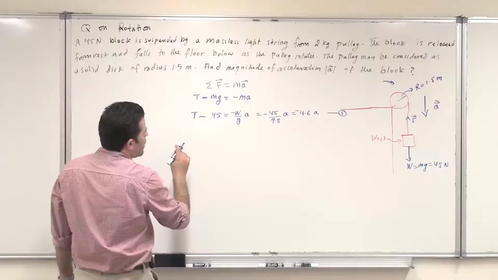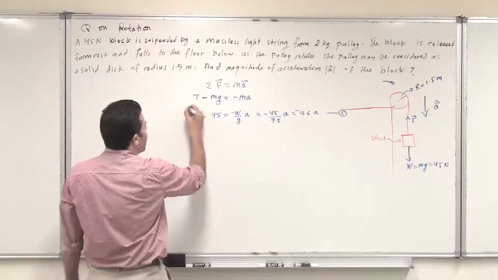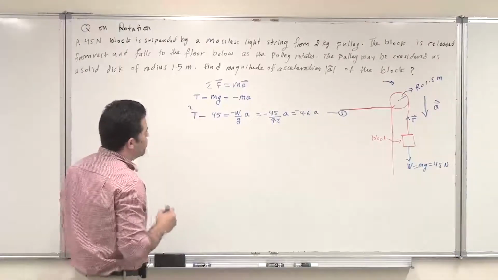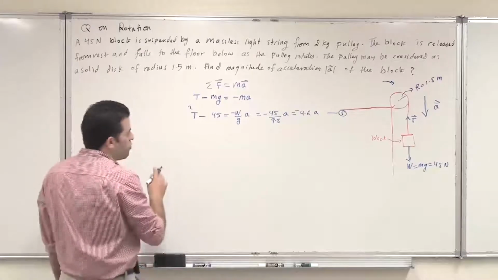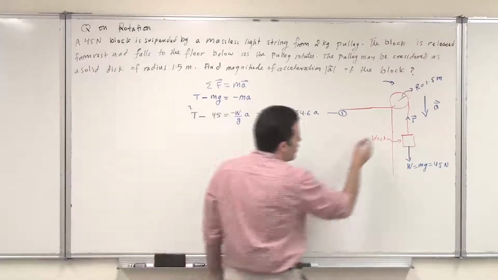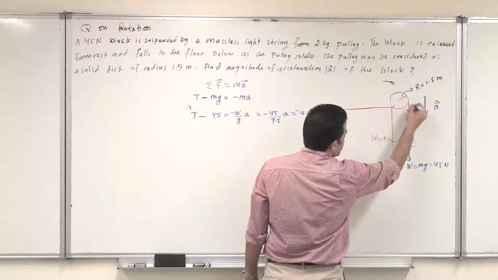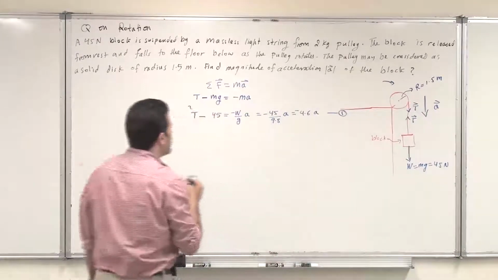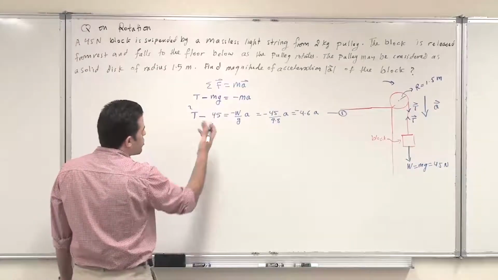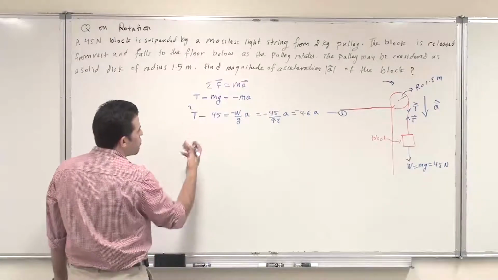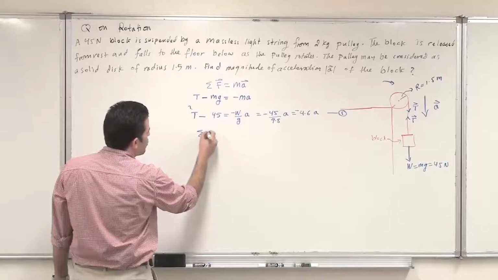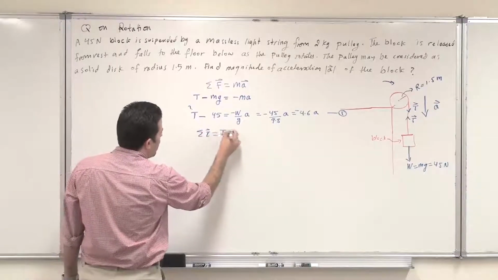I can find a, but I have one unknown I need to figure out, which is the tension. In order to find the tension, I can go back and see that this is the same tension affecting also the pulley. So I can utilize the torque equation, the corresponding equation to Newton's law in terms of torque: sigma torque equals I alpha.